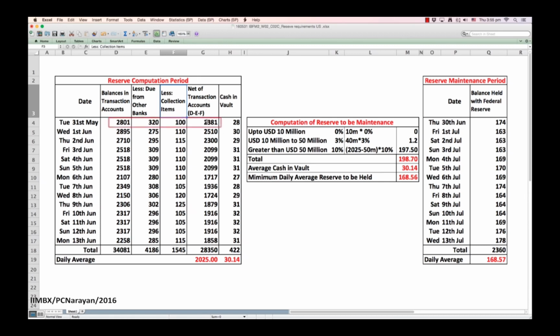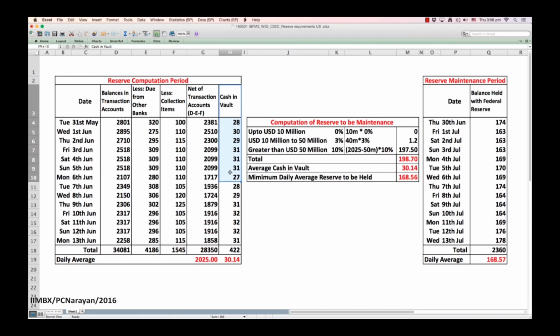So if you look at this figure of 2381, for example, it is 2801 minus 320 minus 100, which gives you a figure of 2381. A similar calculation is done for all of the 14 days, and that totals up to 28350, and if you divide that by 14, you get the average net of transaction accounts for this reserve computation period of 14 days of 2025. And the last column here relates to the cash held in the vault.